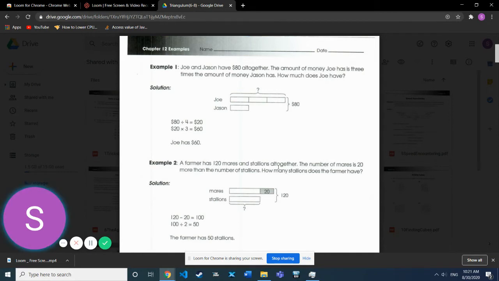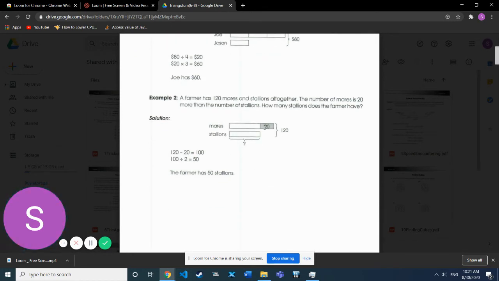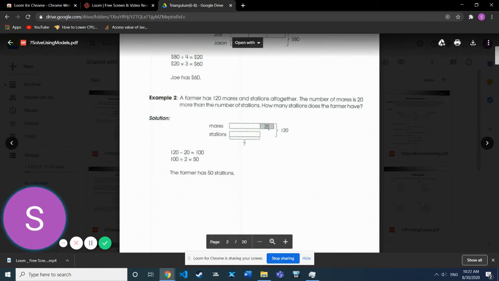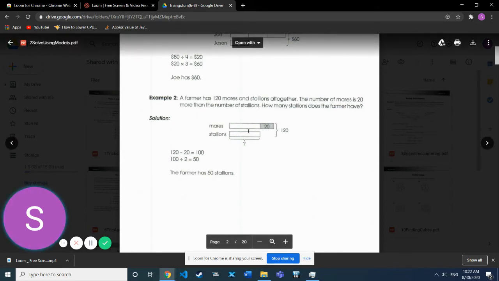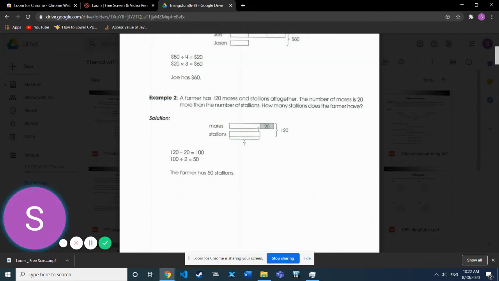A farmer has 120 mares and stallions altogether. The number of stallions is 20 more than the number of mares. How many stallions does the farmer have? You can start off by just giving each of those one rectangle and adding 20 to the stallions. If the total is 120, you can subtract the extra 20 from that and get 100. Because when you subtract 20, they both have an equal number of horses, 100 divided by 2 is 50. And this is another example where writing multiple algebraic equations is much harder than just solving using these models.